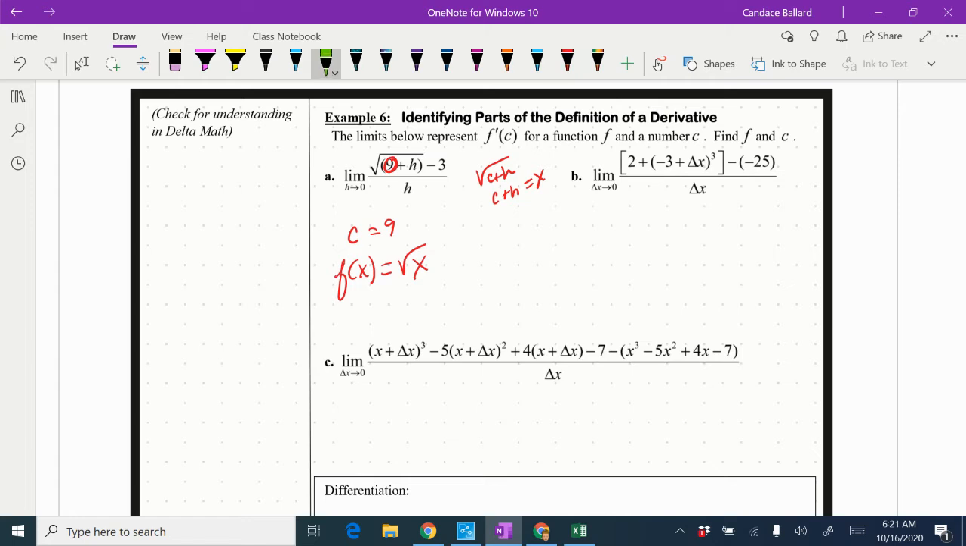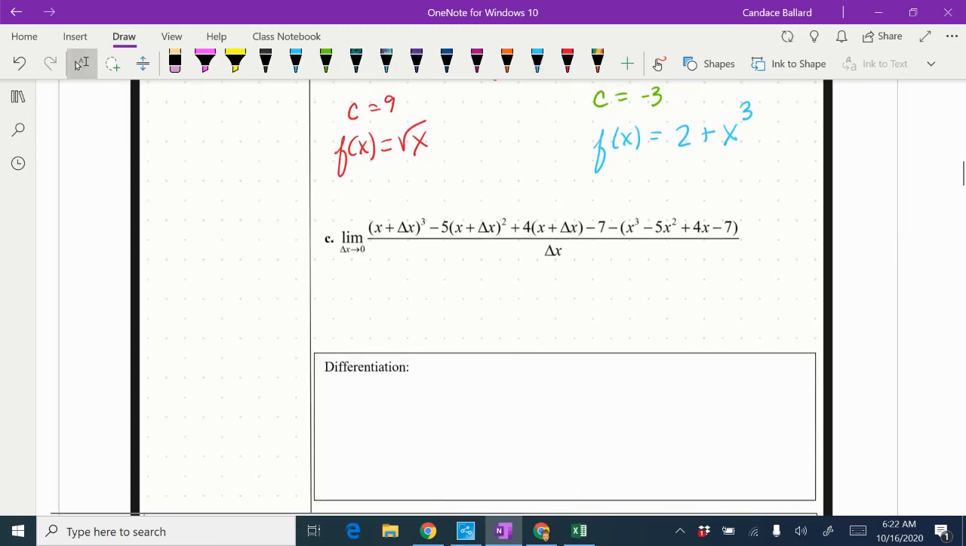So looking at this next piece, I'm looking at where I substituted. Looks like right in here I substituted something into the cubed. That is likely my c value, right? Because it's the only number I have, so -3. And then what I'm going to do is replace this entire piece with an x, and that should get me my function. So let's try that. So f of x equals 2 plus, that whole thing is going to get replaced with an x cubed.